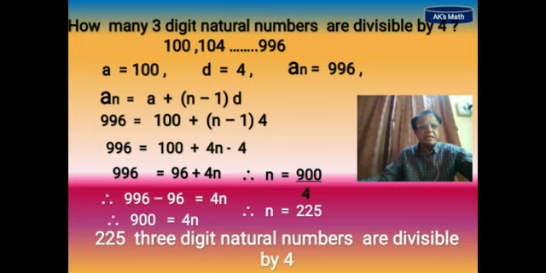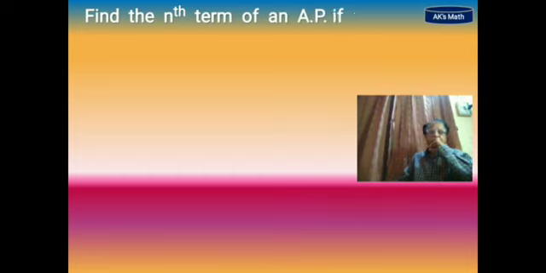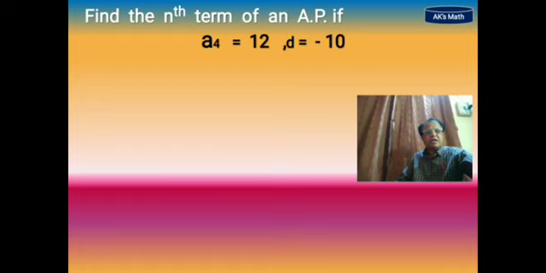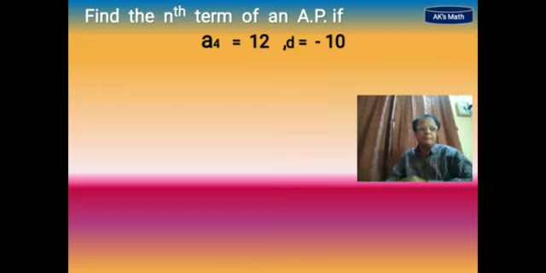Now look at the next example, something different now. Now find the nth term of the given AP. If some terms are given, I think A4, the fourth term, is 12 and D, means the common difference, is given, which is equal to minus 10. Fourth term of the AP is given 12. Common difference D is given, which is equal to minus 10. And what we have to find? The general term of the AP, means it is also called the nth term of the AP.